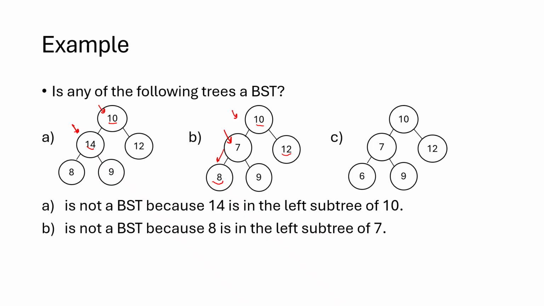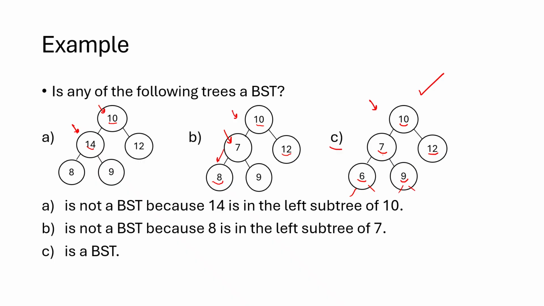But if you look at the binary tree in option C, you can verify that everything on the left side of 10, 7, 6, and 9, are less than 10, and everything on the right side is greater than 10. Then if you go and look at 7, everything on the left side, which is only 6, is less than 7, and everything on the right side, which is only 9, is greater than 7. And then 6, 9, and 12, they don't have any children, they don't have any subtrees, so there isn't anything to check, which means that C is actually a binary search tree.